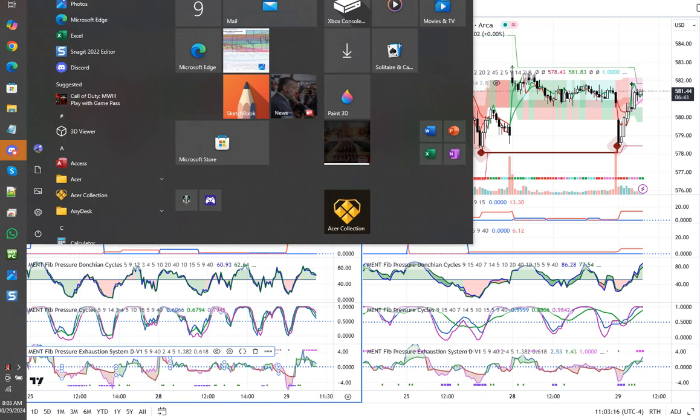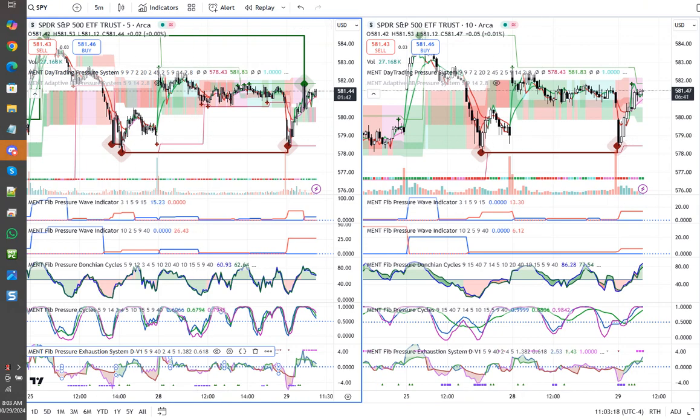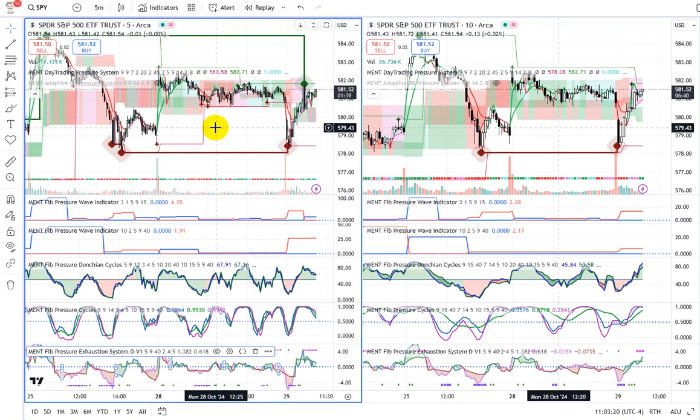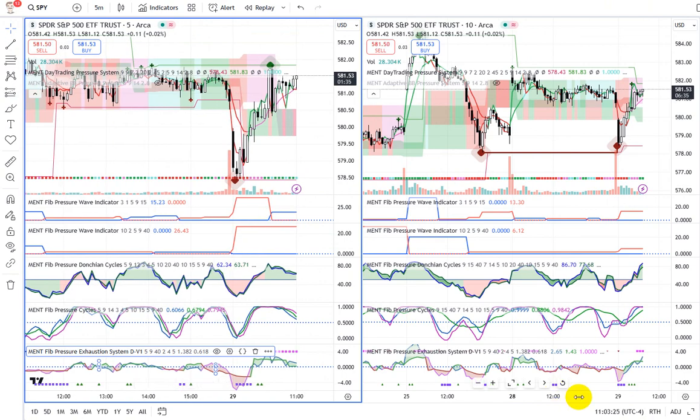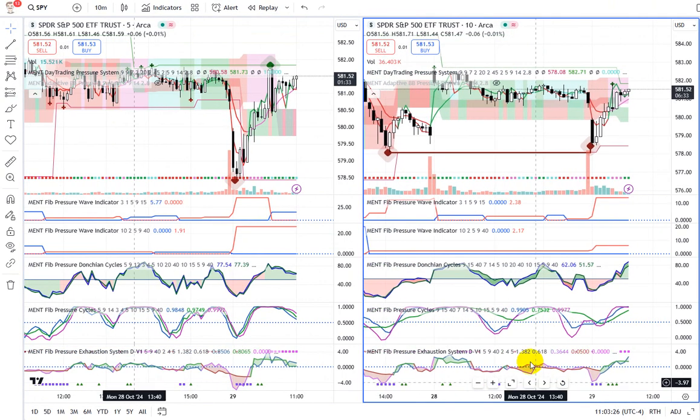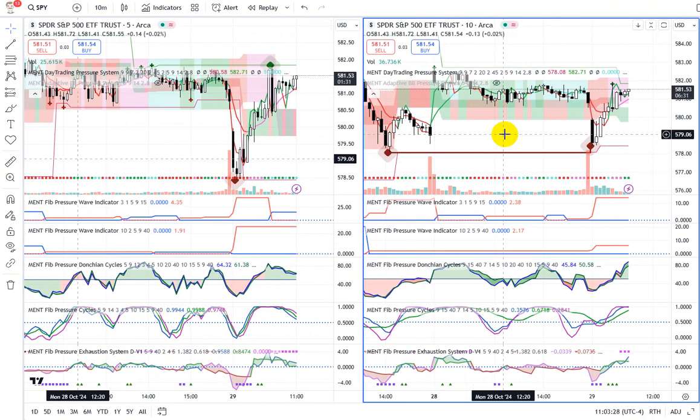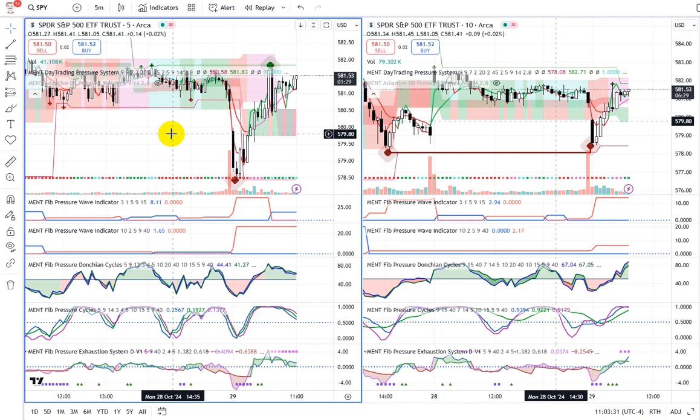This is Brad Matheny. I just wanted to push up a little update regarding the Gunslinger Tools this morning on the SPY. We can talk about these just briefly. I have a 10-minute chart over here on the right and a 5-minute chart over here on the left, and really just talking about the value of these Gunslinger Tools and how you can use them.